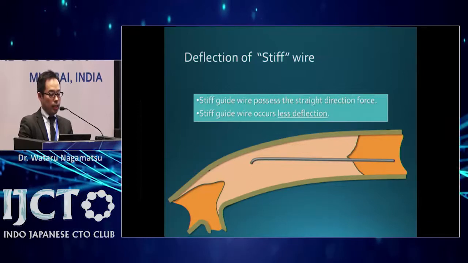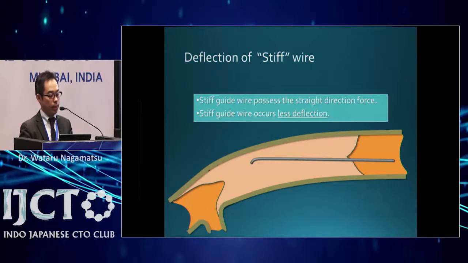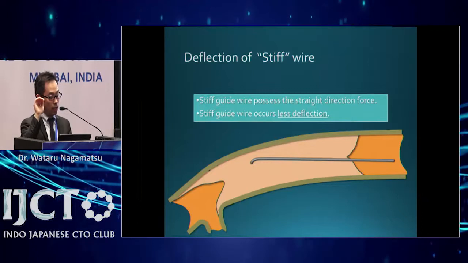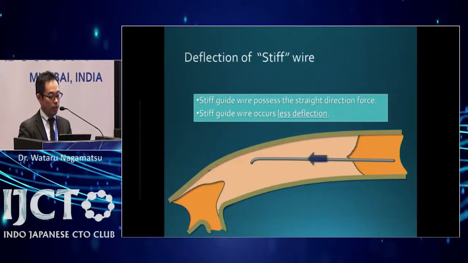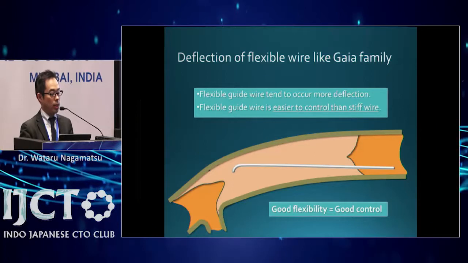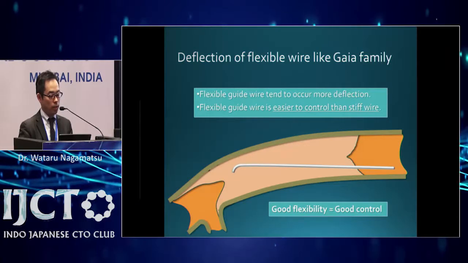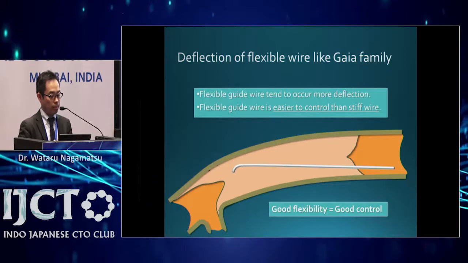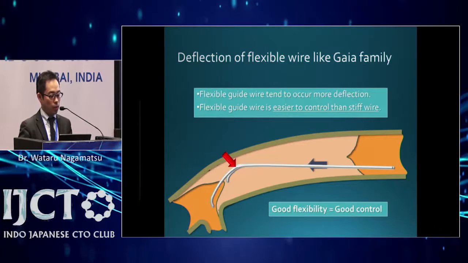If you are using a stiff wire like a Conquest Pro, you know, a Conquest Pro is a very stiff wire. A stiff guide wire possesses a straight direction force and advances in the straight direction automatically. A stiff guide wire occurs left deflection and sometimes perforation. On the other hand, a flexible guide wire like the Gaia family tends to deflect more, because the deflection phenomenon occurs very easily. That means good flexibility is good control.